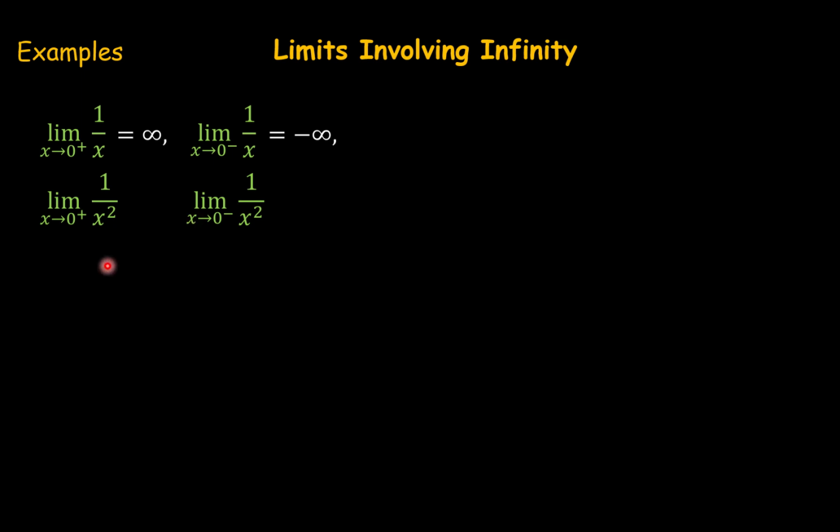Here we have two more examples. 1 over x squared, again, limit going from both sides. Well, the first one going from the positive side, the limit is infinity, exactly the same argument as before. For the second one, the limit is now positive infinity because x squared turns everything to be positive. Okay, so it is a positive infinity for this one.